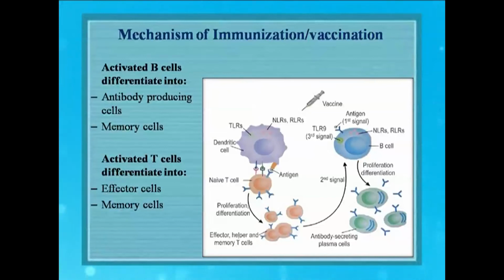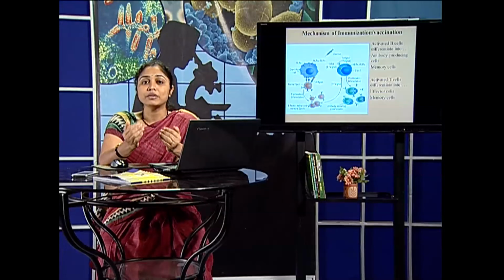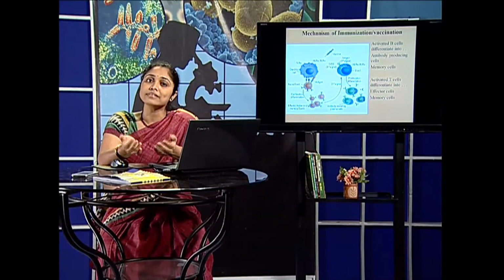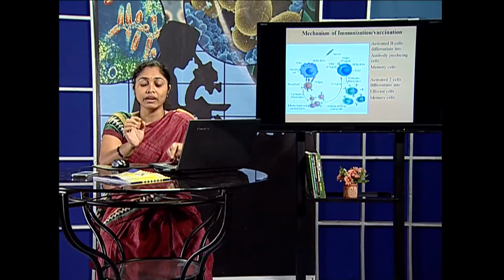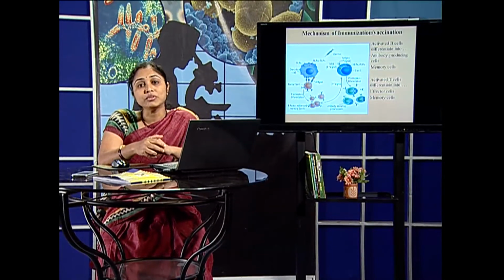At the same time, the B lymphocytes are also activated by the same agent. Some of them are converted to effector B lymphocytes or plasma cells, which secrete immunoglobulins, and some are converted to memory B lymphocytes. These memory T lymphocytes and B lymphocytes provide protection in future against the same agent if it enters the system. This is the mechanism of immunization.